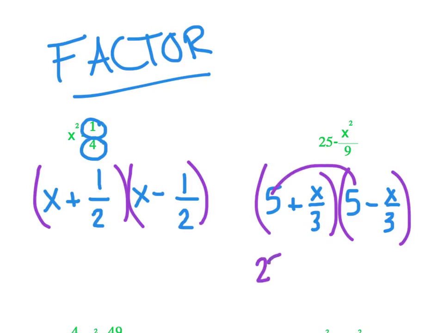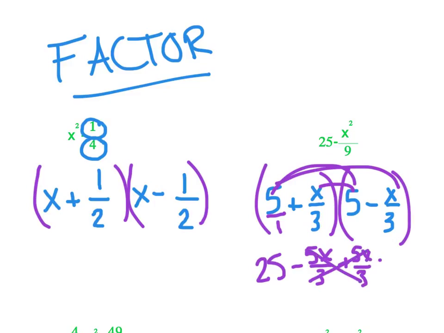I get 25 when I multiply, that's really 5 over 1, so I'm going to get 5x over 3. And then when I multiply these, I'm going to get 5x over 3. But notice the signs were different, so they cancel. Minus, the top is going to give me x squared, and the bottom is going to give me 9. So again, you can always check.